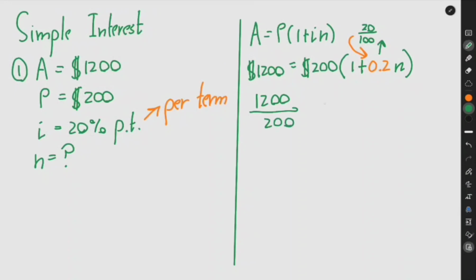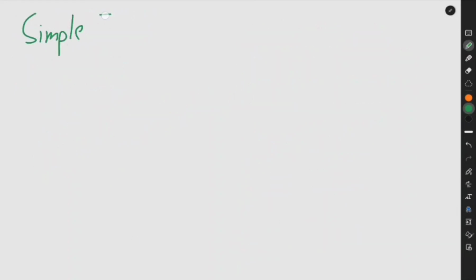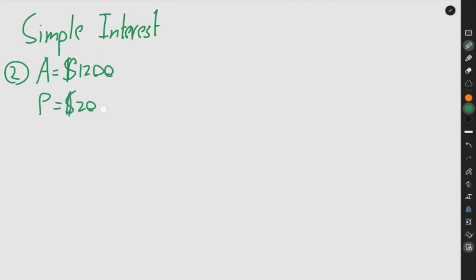After that, we use a combination of division and addition to isolate the unknown term. Thereafter, it's easy to solve. Let's try working out the interest this time, using A is equal to 1,200, P is equal to 200, and n is equal to 40 terms.